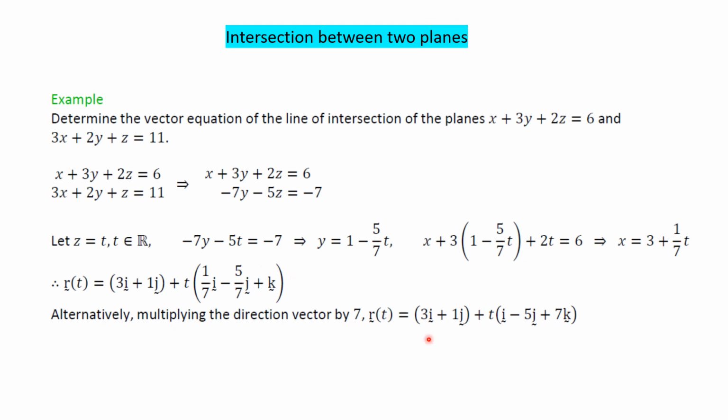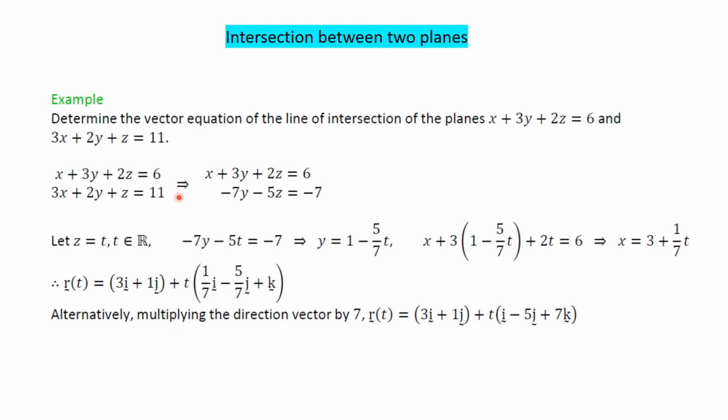So how about the intersection between two planes? We did cover the intersection between two lines, so the concept is similar. In this case, you are given this equation, and you want to work out the vector equation of the line of intersection between these two. So what you can do is solve simultaneous equations.